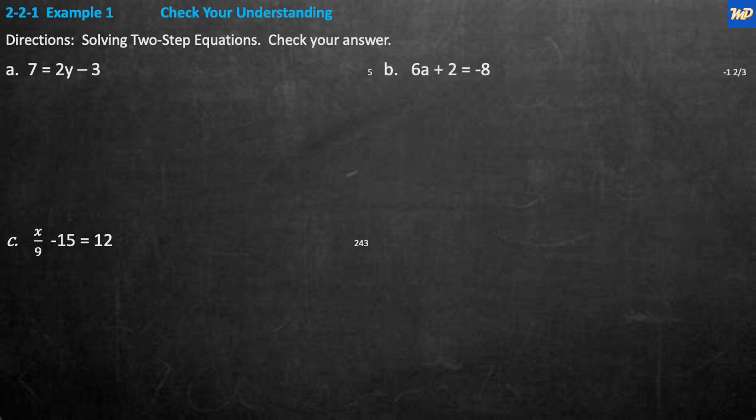It says solve two-step equations, and check your answers. The first problem is 7 equals 2y minus 3. The second problem is 6 times a plus 2 equals negative 8. And then finally, problem C, x divided by 9 minus 15 is equal to 12. So why don't you go ahead and see if you can work these, stop the video, work it, and then when you come back, we'll try to work them together and see how it turns out. Okay? I'll wait.